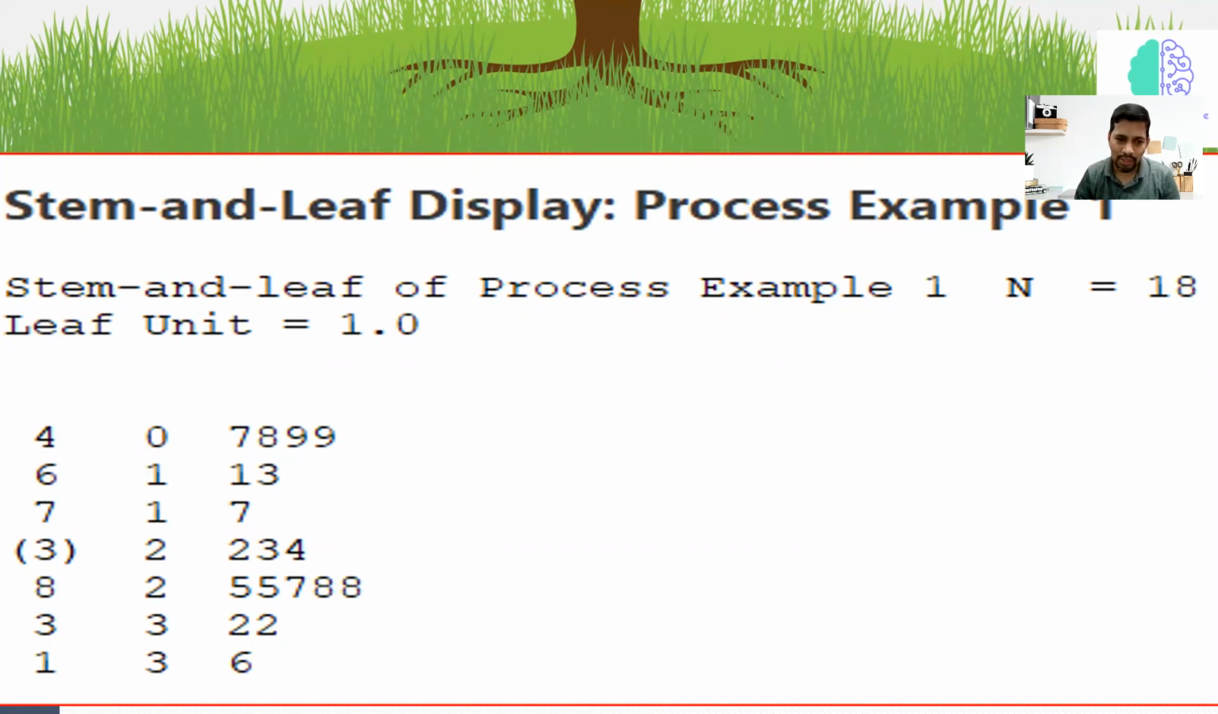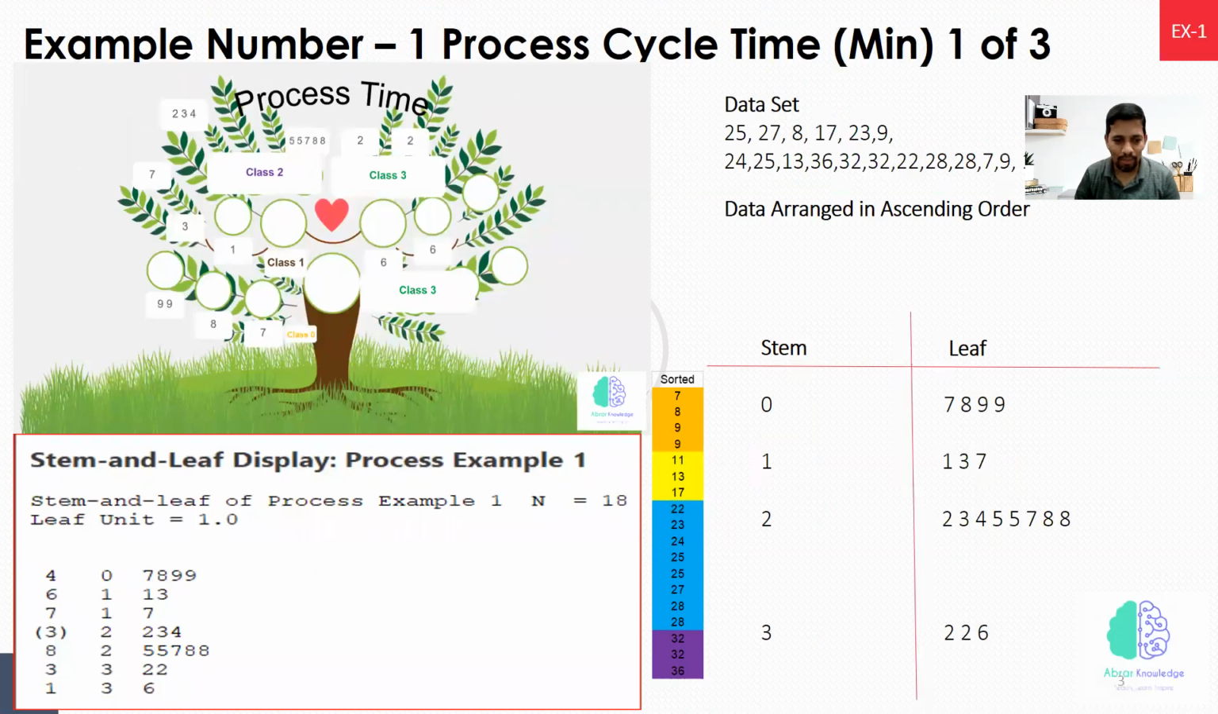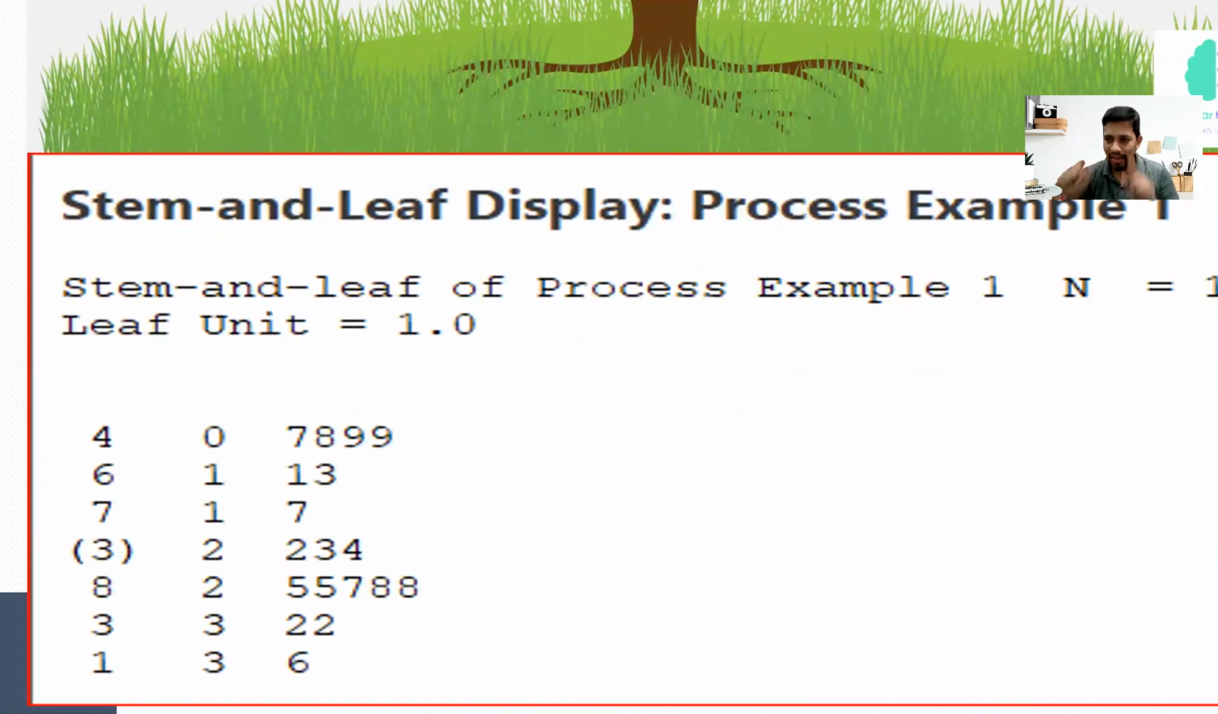And in this one, noticeably, you will find there's something called parentheses. That's very, very important. We'll talk more about it. So these parentheses, you'll find three. That is called the median point. What is the median point in this one?